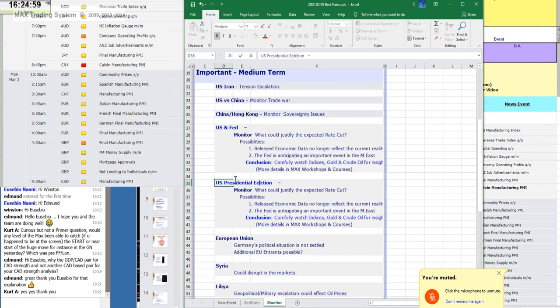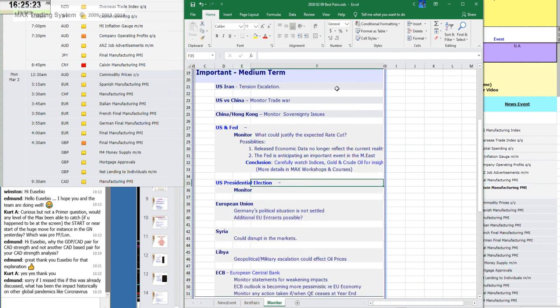I did type it, wrong place. Too many people on the mouse, Eusebio. Okay, let me see. Let's just monitor it for the moment. Okay, that'll do for the moment.